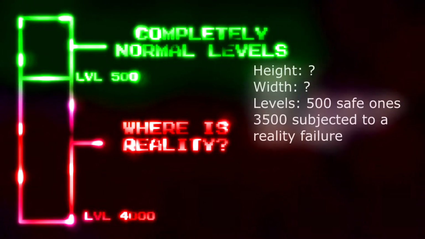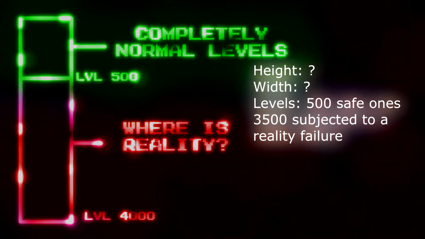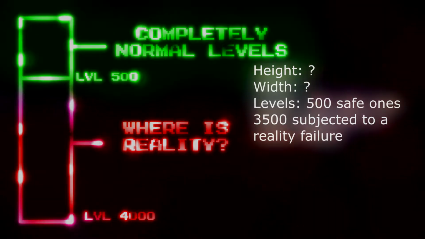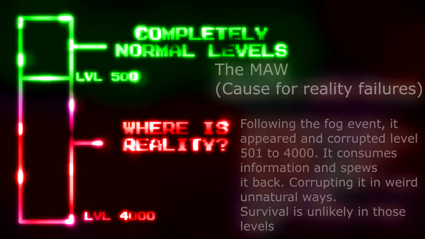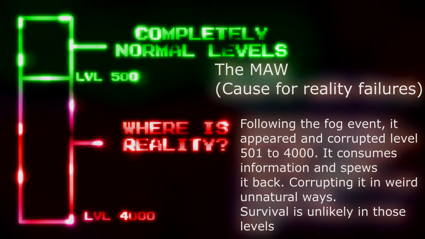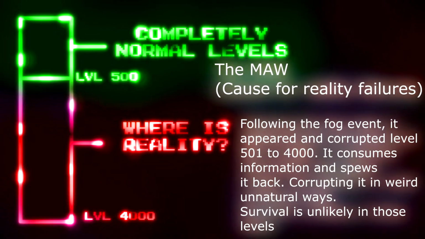The bunker itself is a vertical structure of uncertain height or width, with separate levels controlled by the computer. Although certain levels are independent, and the lowest levels are experiencing a state of complete reality failure, they are less about control and more about survival in those messed up ones. There were about 4,000 levels, but a catastrophe, the fog event, cut it down to 500 levels. Deeper are those that suffer reality failure.